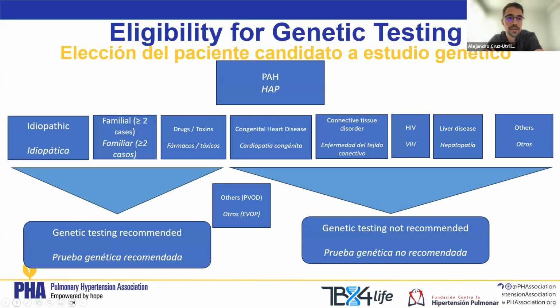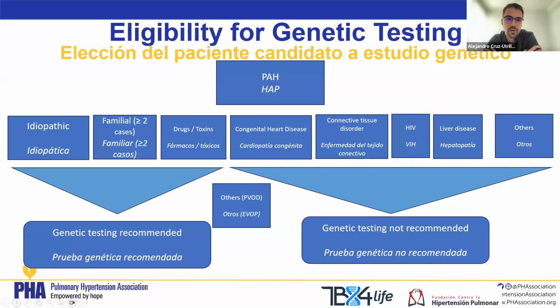And in my part, I would like to explain to whom we do genetic testing. By clinical consensus, we use it in idiopathic cases, but also in familial cases, and in cases of drugs or toxins associated with PAH, as in the case in Spain with the toxic oil syndrome, but also we can have in this part of PAH some cases associated with appetite suppressants, or methamphetamine abuse.